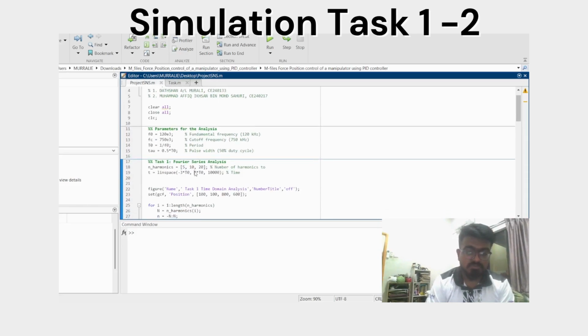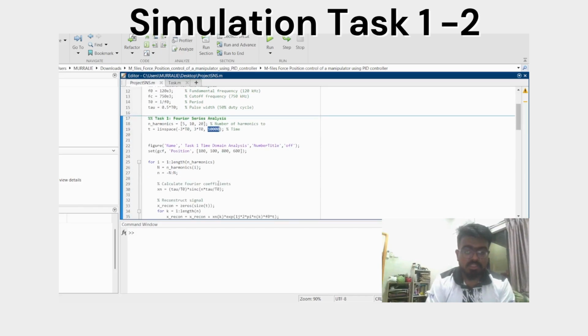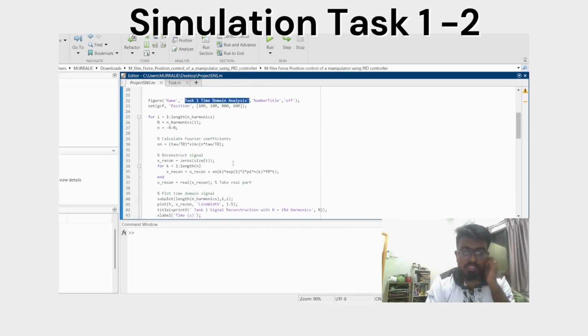Then a positive 3 tau into t naught, followed by y into 1000. So the graph needs to let us know the type of task 1, time domain analysis. This is the formula for xn equals tau over t naught into sinc(n tau over t naught). n is the number of harmonics we would search.